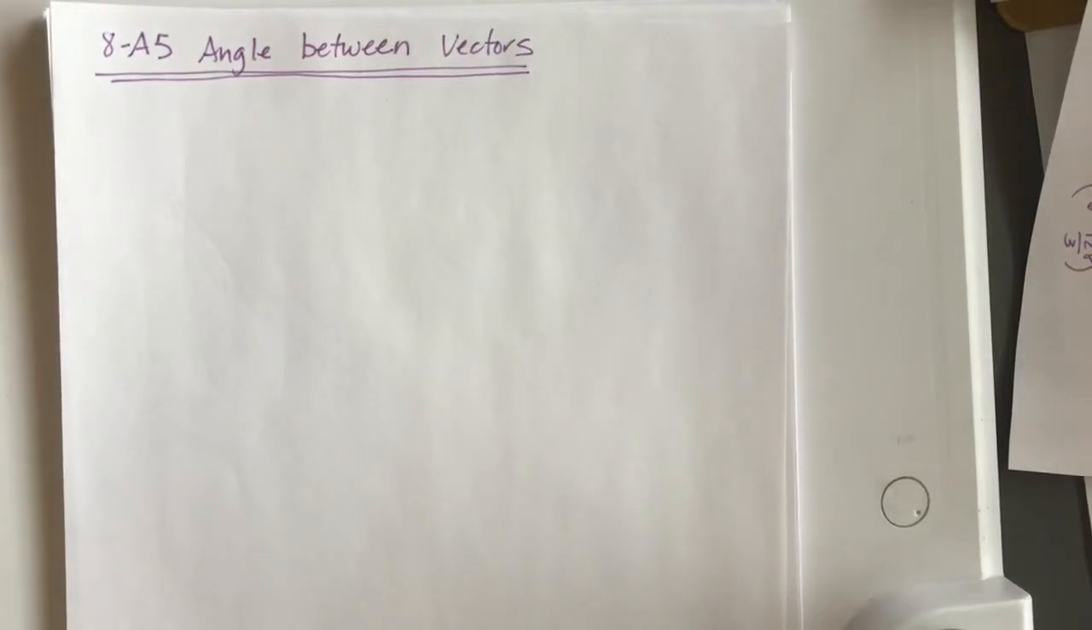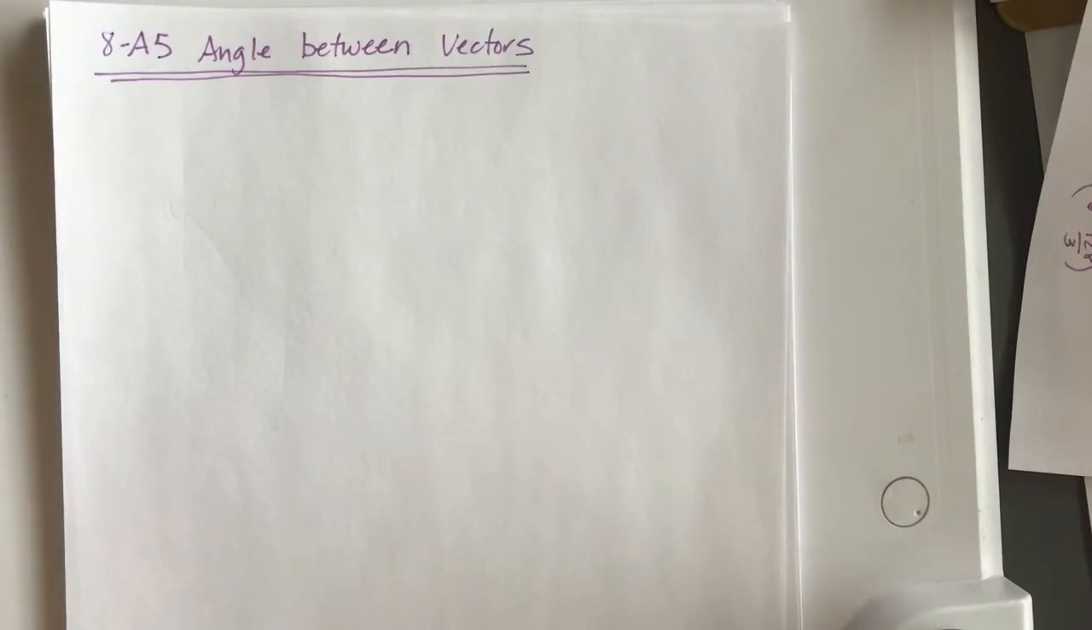Okay, good afternoon. We're going to do worksheet 8-A5, which is mostly a review of what we did yesterday with the dot and cross product and some adding vectors as well. But there's one piece that we didn't get to yesterday, and they ask a couple of questions on it. They ask to find the angle between two vectors.